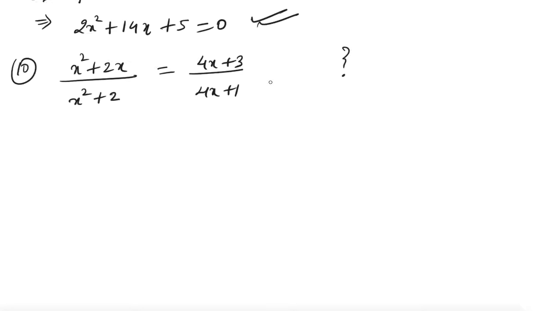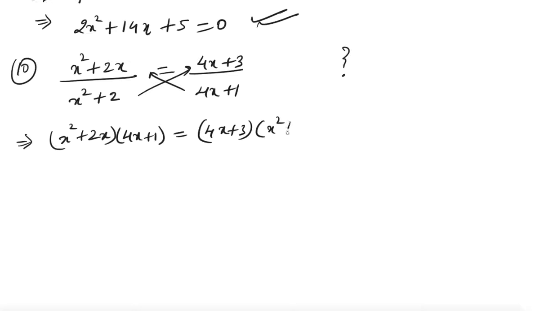Many guesses. Can you solve? Just try solving, then see the solution. Okay, so what we'll do, let us cross multiply it first. So what will we have? (x square plus 2x) into (4x plus 1) is equal to (4x plus 3) into (x square plus 2).